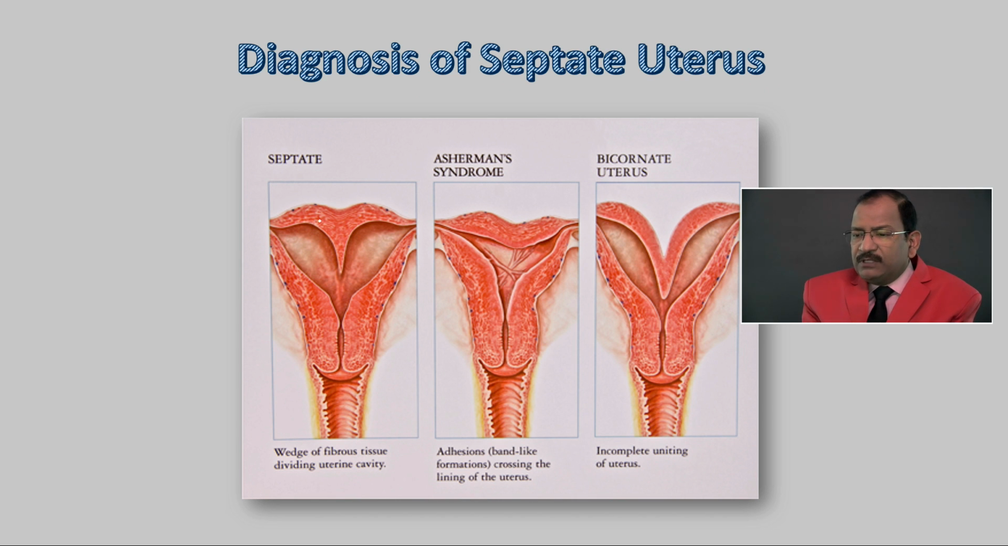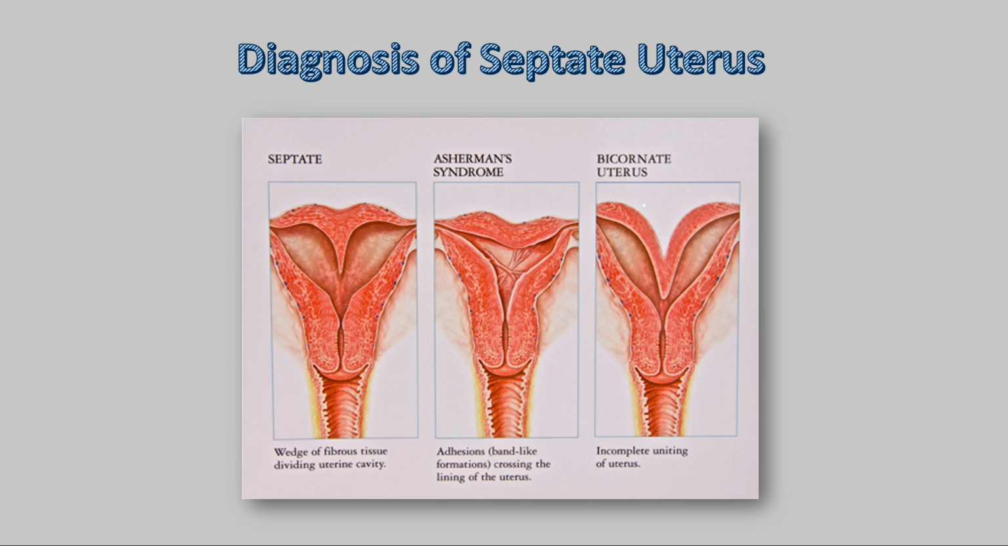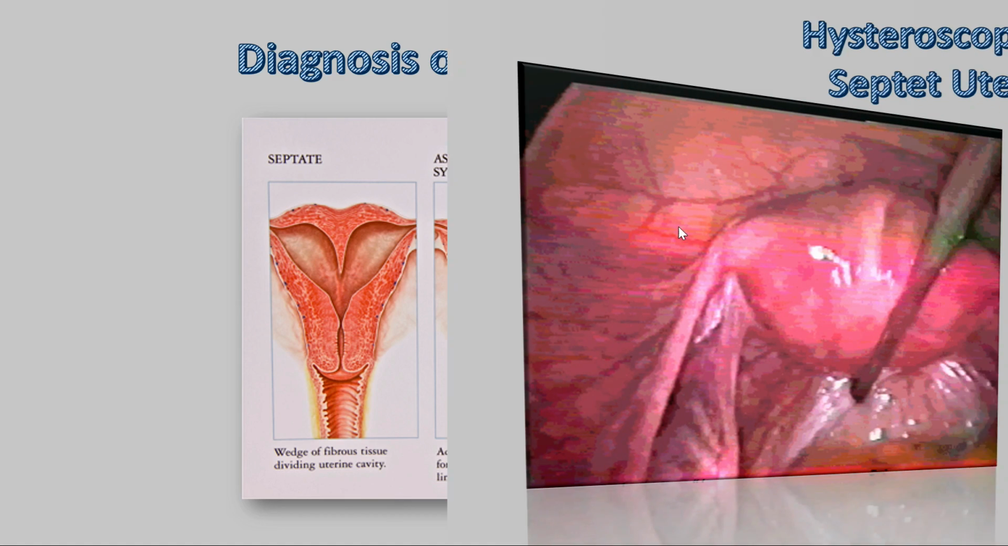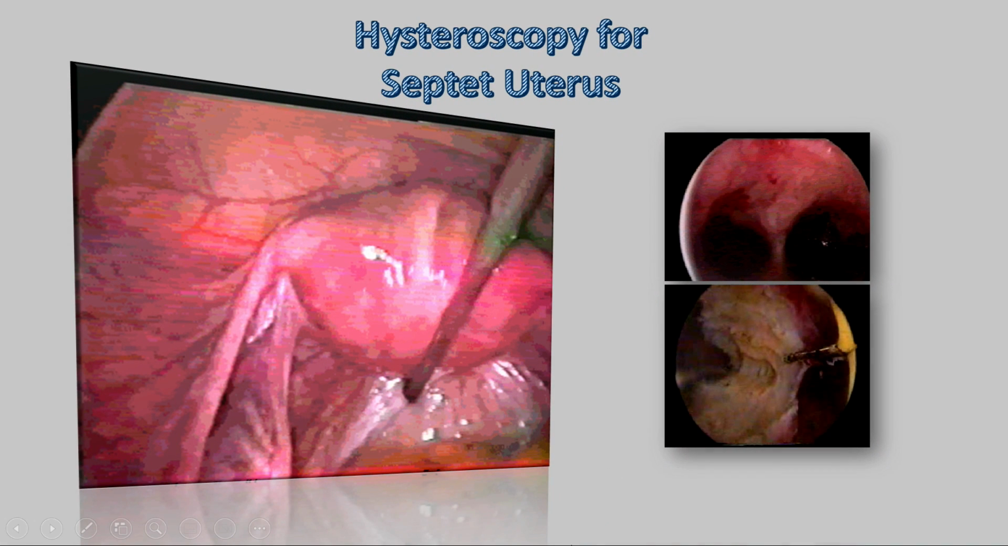Now coming to septate uterus. In septate uterus, you can do metroplasty. Laparoscopically, you will see one whitish band in the middle.